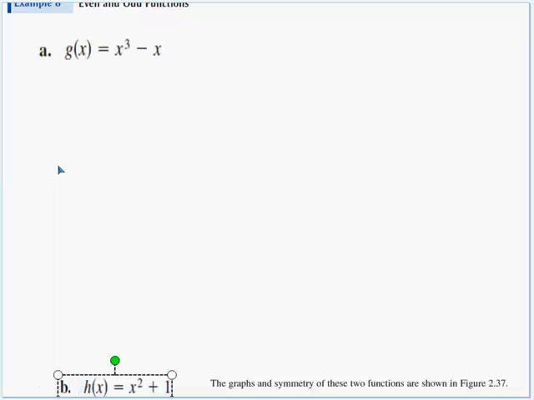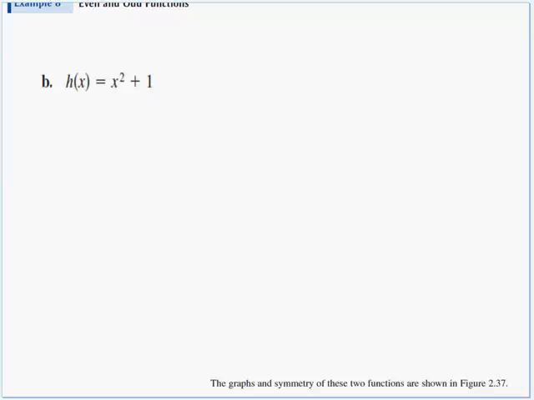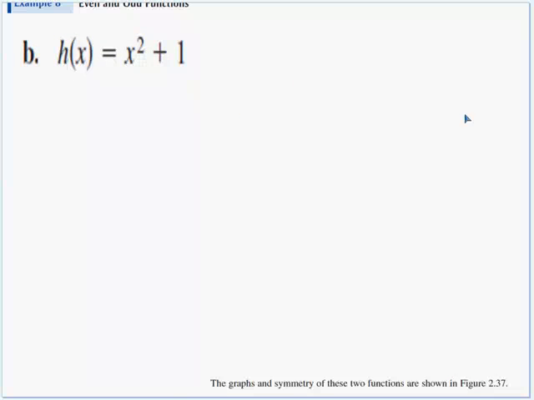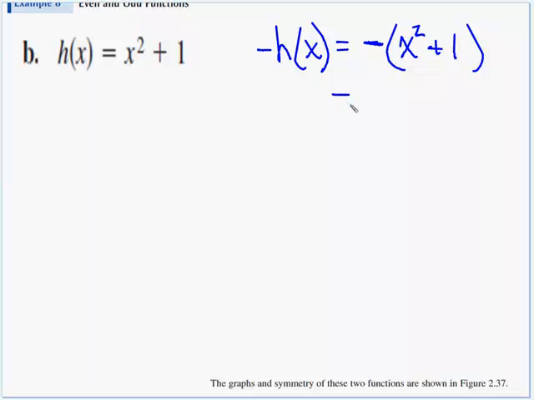So let's look at B here. Here's letter B. I can throw A in the garbage. So those steps will be exactly the same. This is h of x, so I want to find negative h of x. I'm going to take the h of x that they gave me, the quantity x squared plus 1, and I'm going to distribute a negative. So that is going to equal negative x squared minus 1.